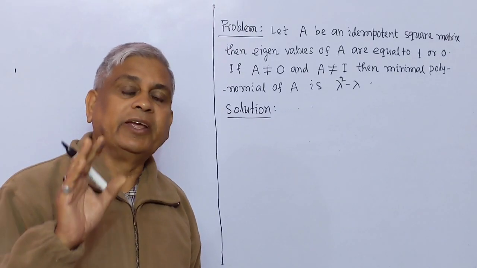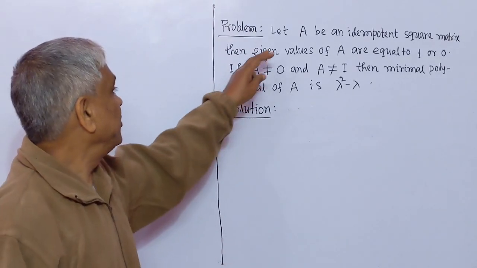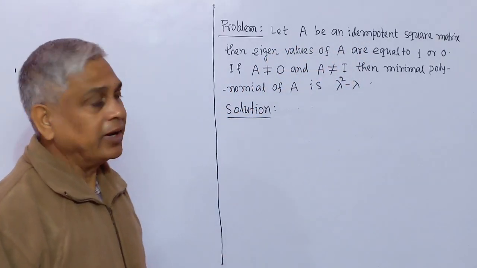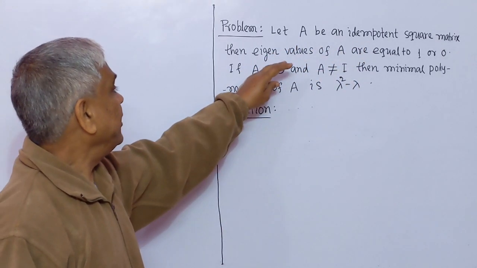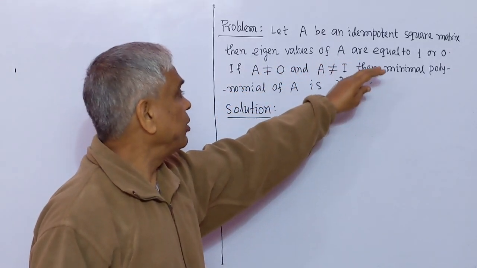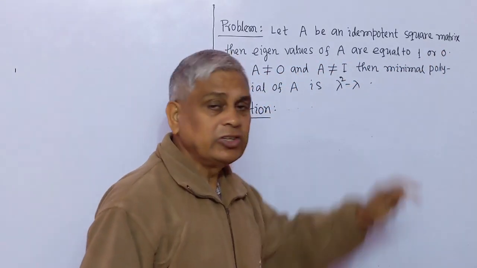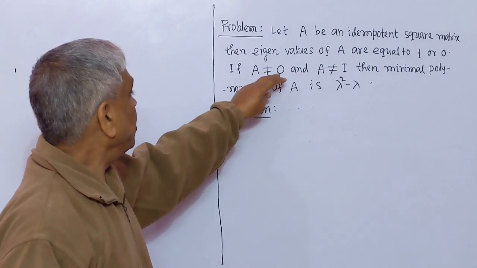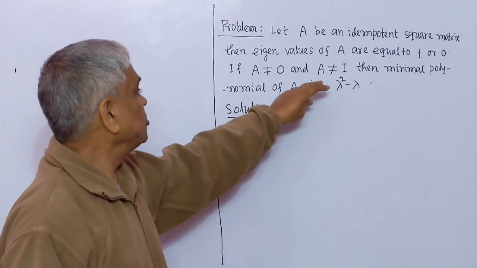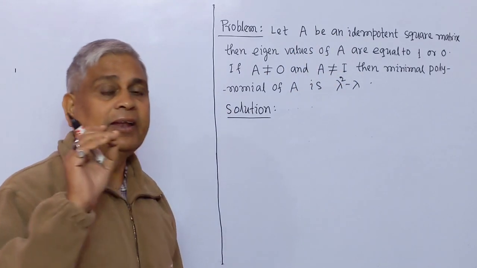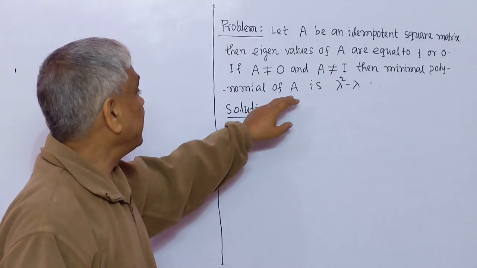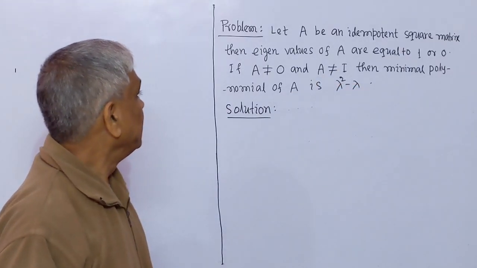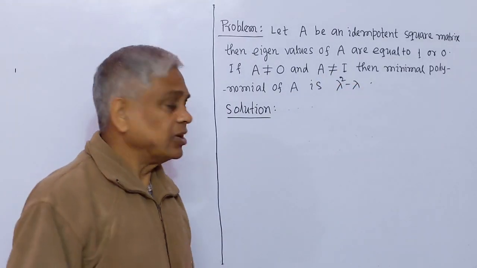Now we solve the next problem. Let A be an idempotent square matrix. Then the eigenvalues of A are equal to 1 or 0. If A is not the 0 matrix and A is not the unit matrix, then the minimal polynomial of A is lambda square minus lambda. Now we prove this.